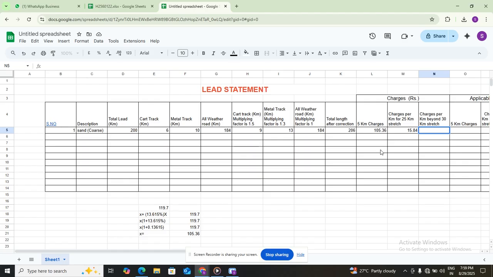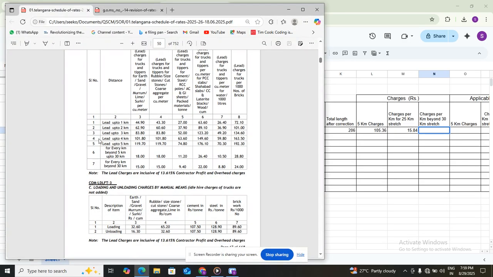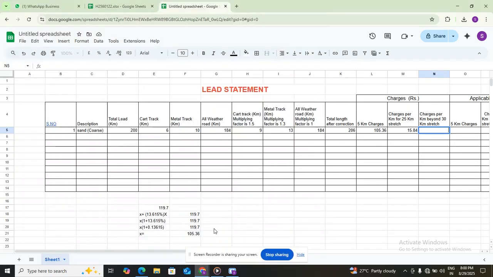We need to calculate the charges per kilometer beyond 30 kilometers. After more than 30 kilometers, how much is the cost per kilometer? For every kilometer beyond 30 that the vehicle crosses, it is 15 rupees, but they are considering contractor profit and overhead charges included. We need to remove that one. Okay, we need to go to the slides.